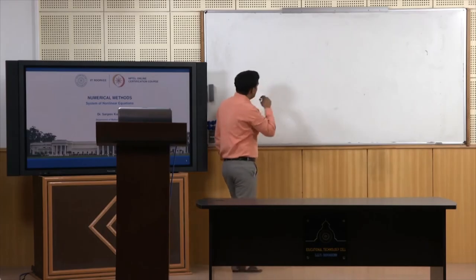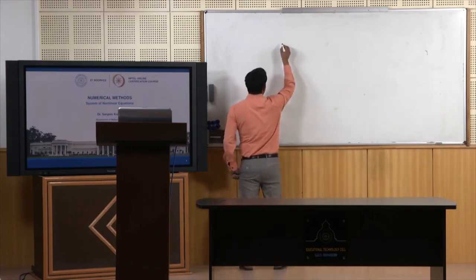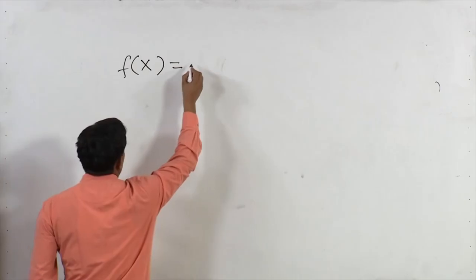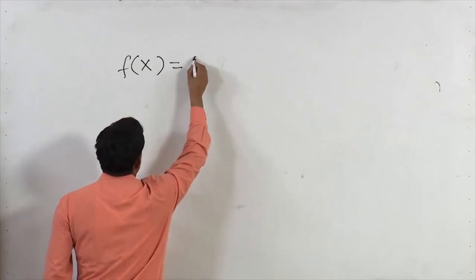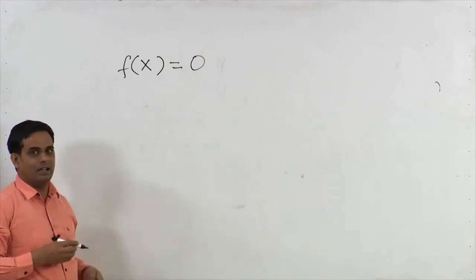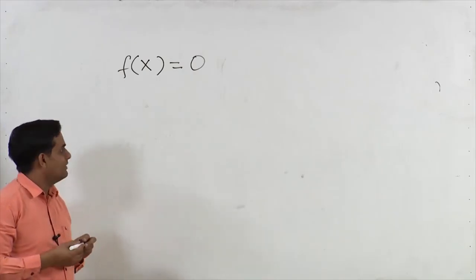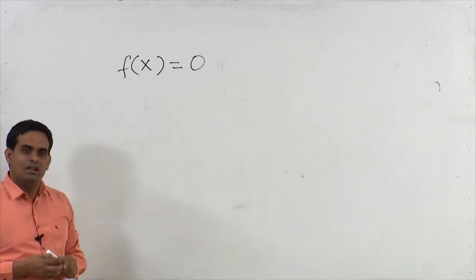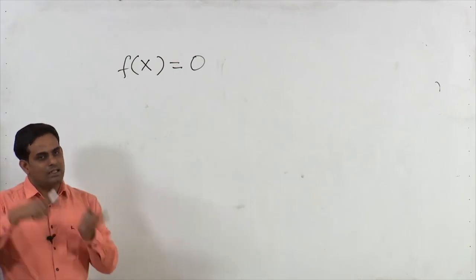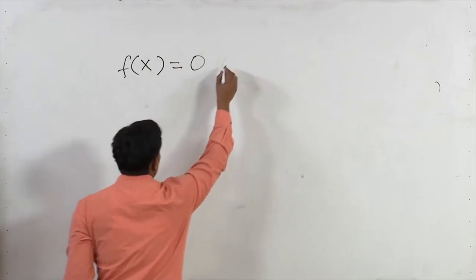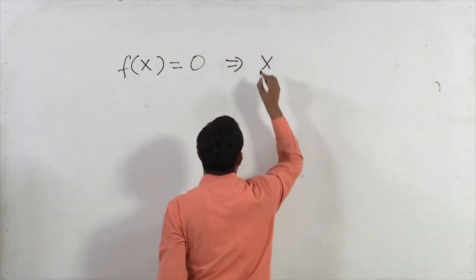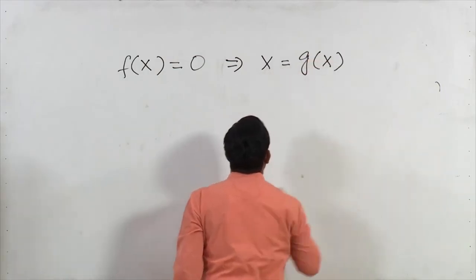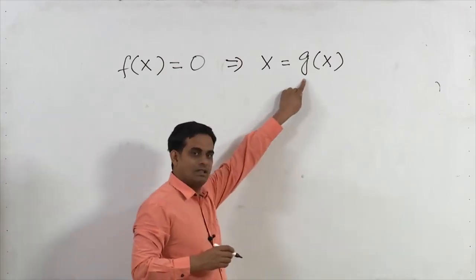Let me explain here. Let us take a system of nonlinear equations, which is represented in matrix form as f of x equals 0. Here f is a vector containing the functions f1, f2, up to fn, and x is again a vector containing the variables x1, x2, up to xn. So, we have n nonlinear equations in n unknowns. Now, the fixed point iteration method for this can be written as x equals g of x. Now, what should be the best choice of g?